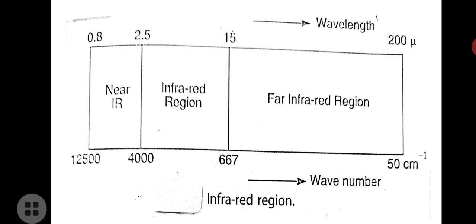The ordinary infrared region extends from 2.5 micron to 15 micron. The region from 0.8 micron to 2.5 micron is called near infrared, and the region from 15 micron to 200 micron is called the far infrared region.